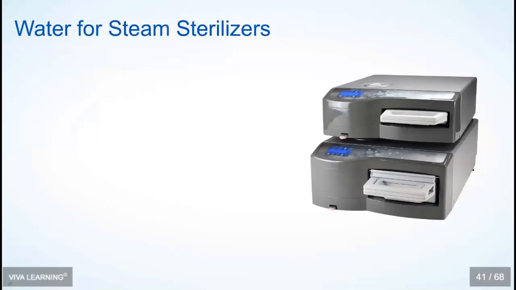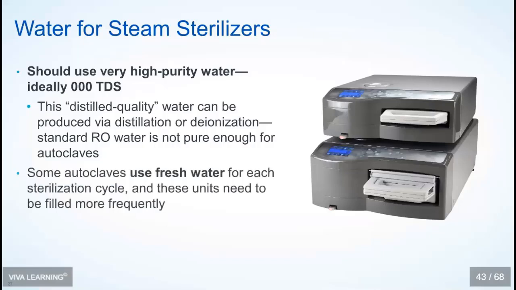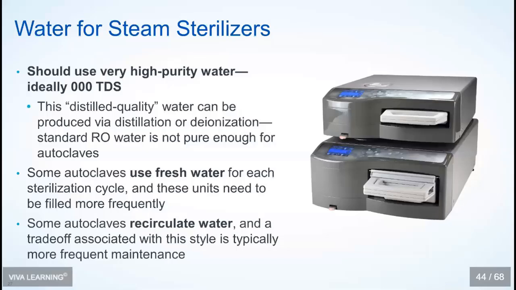Again, we talked about the water for steam sterilizers. We want it to be very high purity water. It can be 0 TDS. We also know that there are some sterilizers that will use fresh water with each cycle. So it's plumbed in, and with fresh water cycles, they either need to be filled more frequently or have an automatic feed that will provide fresh water. And realize each time you boil water, it becomes, quote unquote, more hungry. So those units that recirculate water in the sterilizer have a trade-off: they're going to require more frequent maintenance because of potential clogging of the filters.